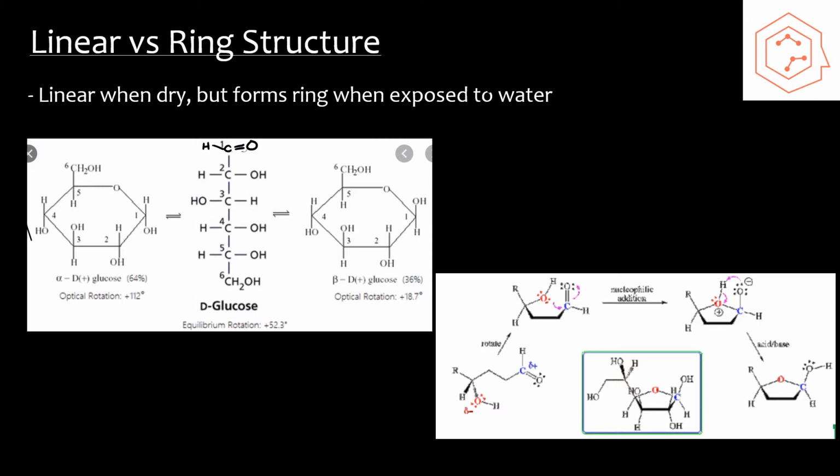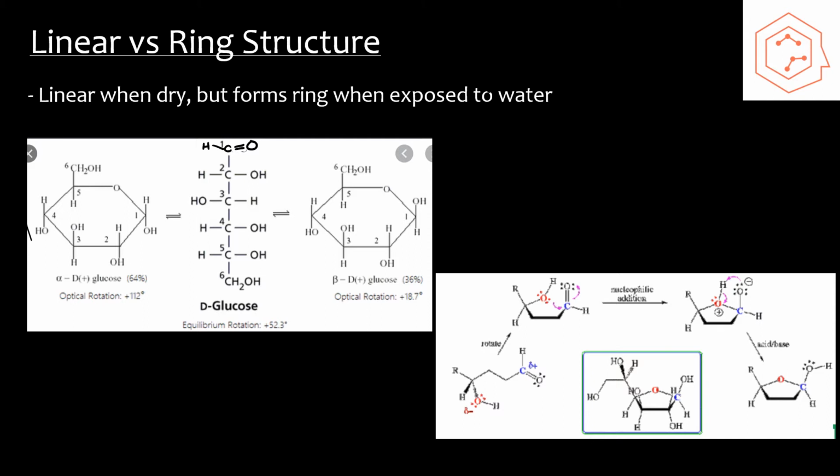In terms of equilibrium, these forms exist in equilibrium with each other. The ring and the linear structures exist in equilibrium with each other, but equilibrium will strongly favor the ring formation in an aqueous or water-based solution. So in solution, for example, glucose's main configuration is a 6-membered ring like we see here, and over 99% of glucose will be found in this ring formation in an aqueous solution.